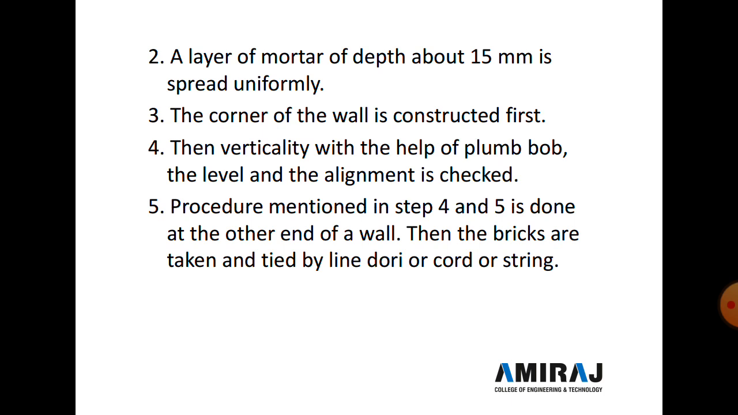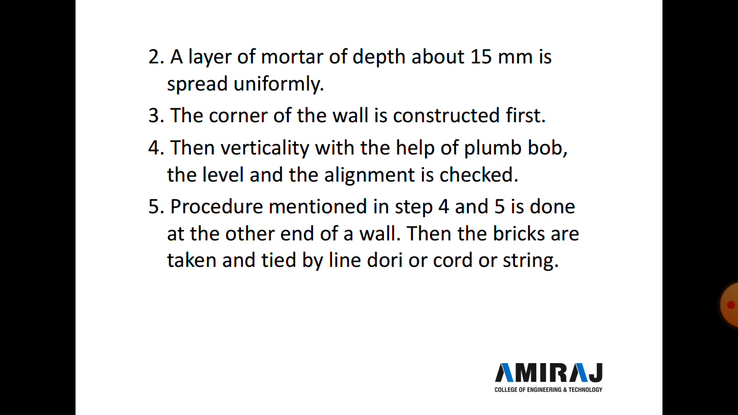The third point is that the corner of the wall is constructed first. For this purpose, one brick is laid first on the mortar at the corner and pressed with the hand. Next, vertically with the help of the plumb bob, the level and the alignment are checked, and if the brick is not level, it is brought to level by pressing it gently further. Now the procedure mentioned in step 4 and step 5 is done at the other end of the wall.